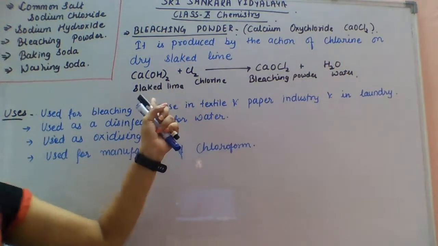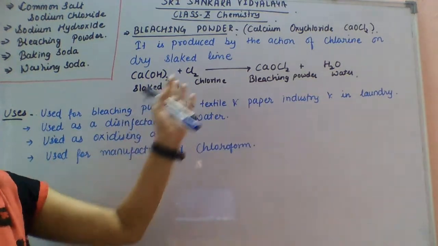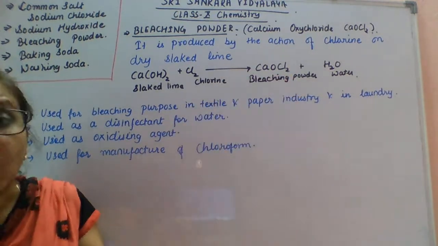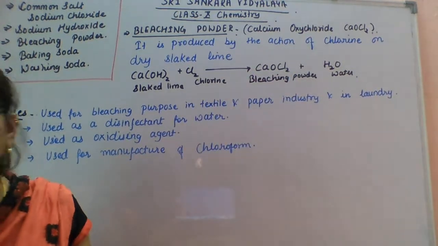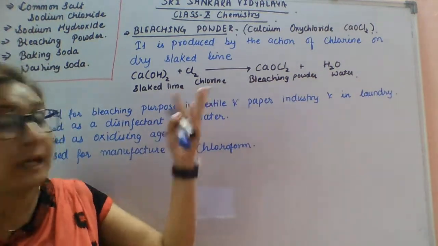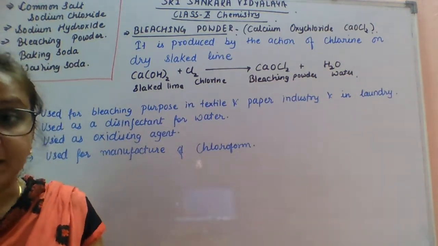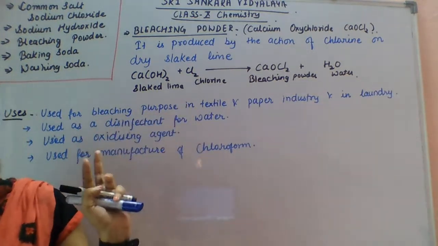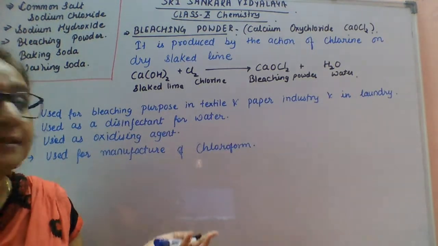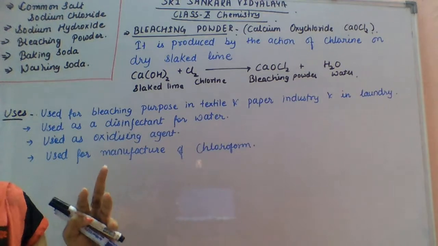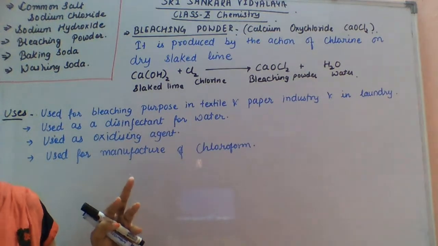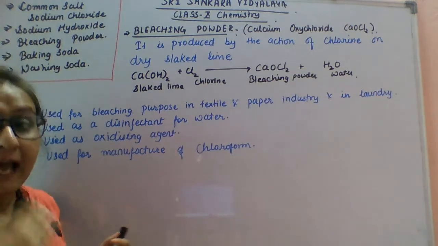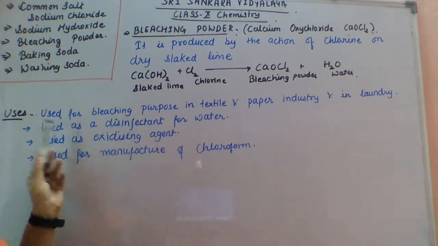During this process, if you keep it standing for a longer time, it undergoes auto oxidation, due to which the bleaching action decreases. To prevent this auto oxidation, you can add hypo or sodium bisulfate as an anti-chlor. Now we will see the uses of bleaching powder.